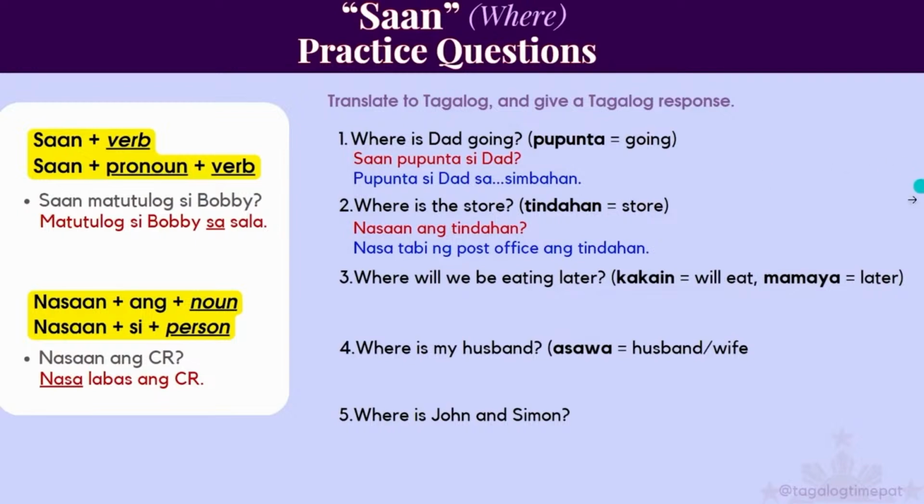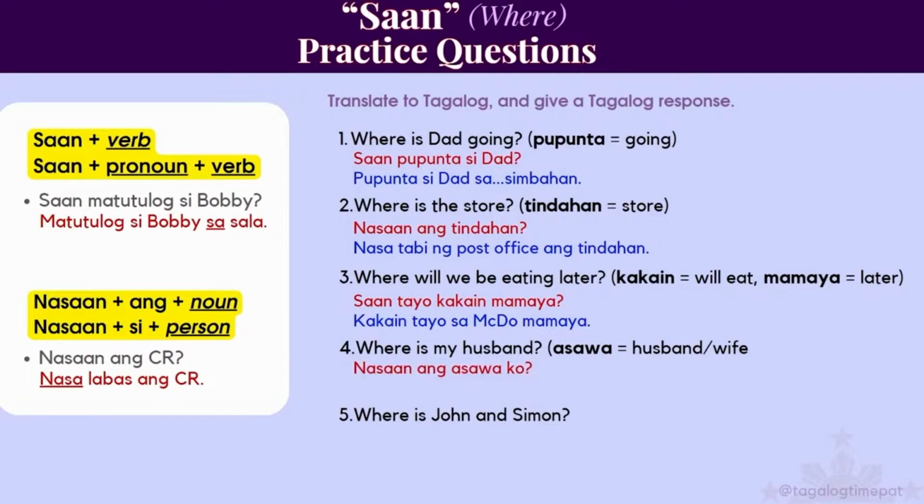Next, where will we be eating later? Kakain means will eat. Mamaya means later. Saan tayo kakain mamaya? So we have to use saan because we are talking about an action. Where will we be eating later? And then the pronoun just goes right after the question word. Saan tayo kakain mamaya? Your response, kakain tayo sa McDo mamaya. We're going to eat at McDonald's later. You ready? Let's go. Kakain tayo sa McDo mamaya.